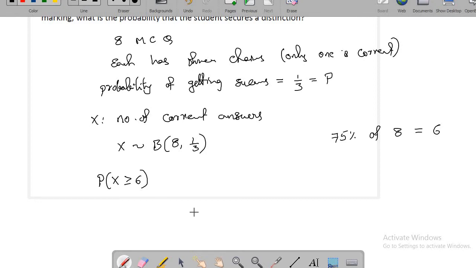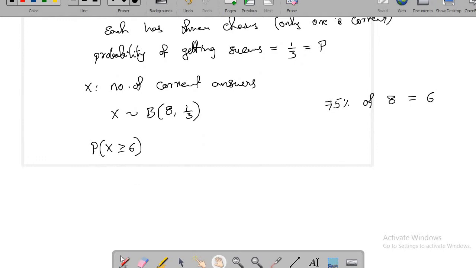It's not that x is exactly equal to 6. We want at least 6 answers to be correct. So they can be 6 or 7 or 8. So if he gets 6 answers or 7 answers or 8 answers correct, definitely he'll get a distinction. So this is what we need to calculate. Probability that x greater than or equal to 6. X greater than or equal to 6 means that x is equal to 6 plus probability that x equal to 7 plus probability that x equal to 8.